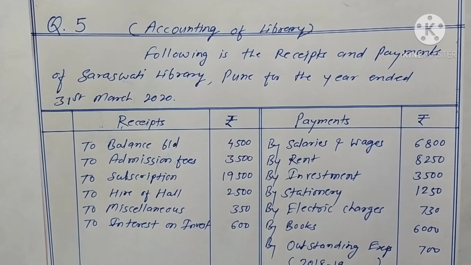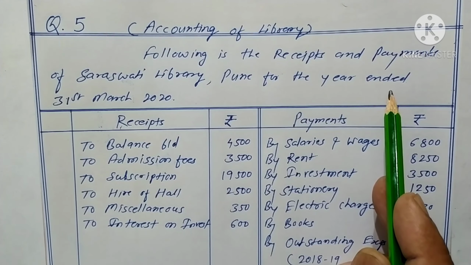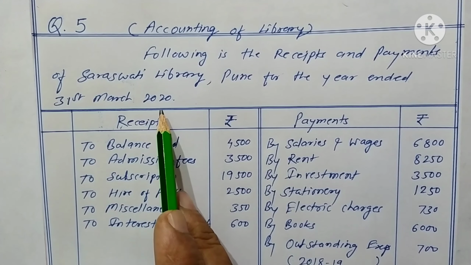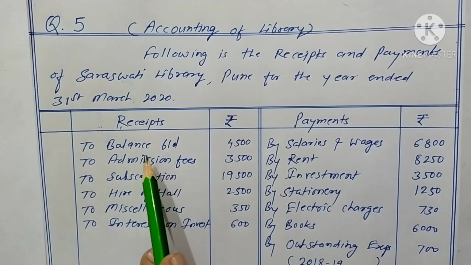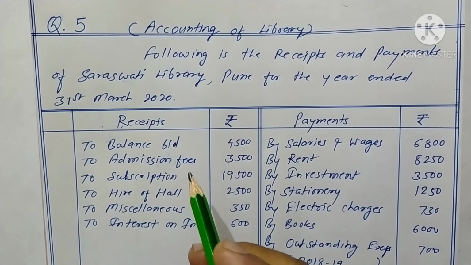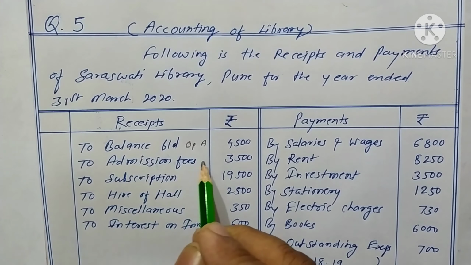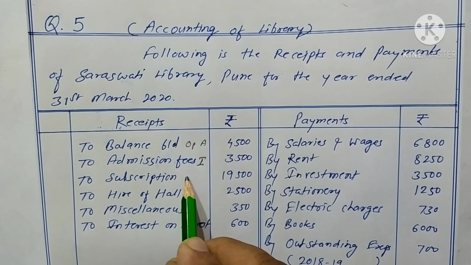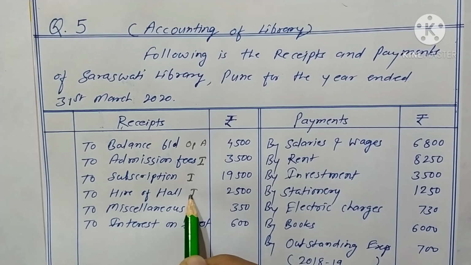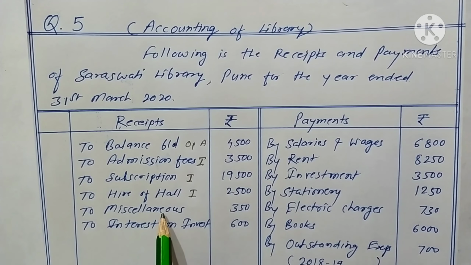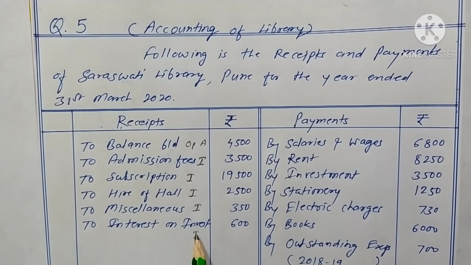Now see, following is the receipt and payment account of Saraswati Library, Pune for the year ended 31st March 2020. Now receipt side says, to balance brought down. It is the opening balance. It's the opening assets. Admission fees is an income. Subscription is also income. Hire means rent of hall is also income. Miscellaneous means sundry income. Other receipts is an income. Interest on investment is also income.